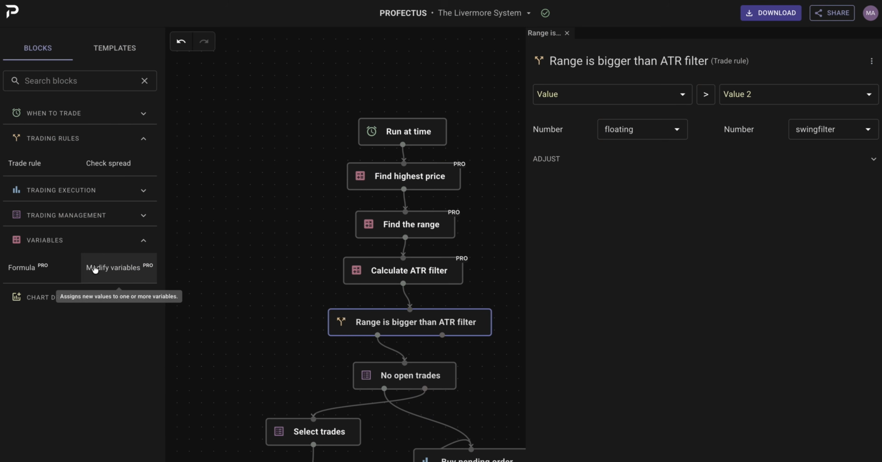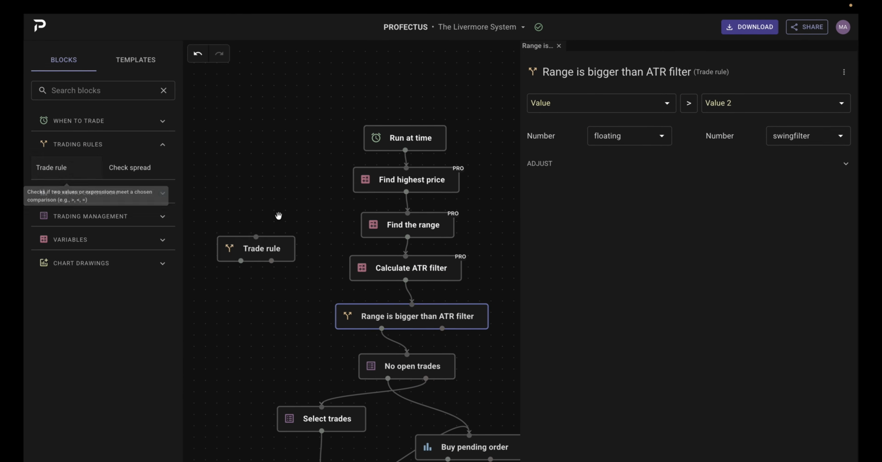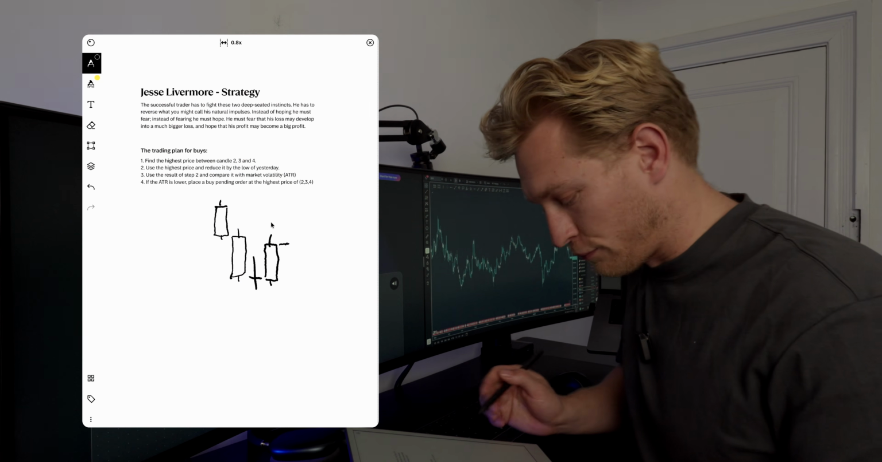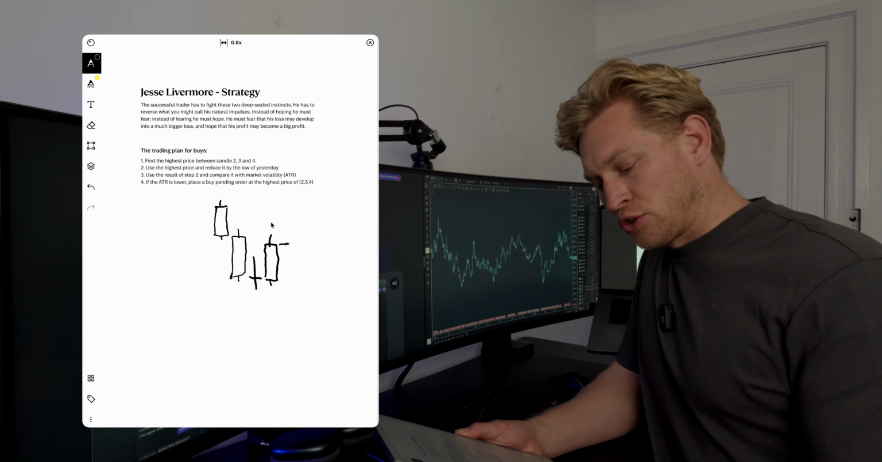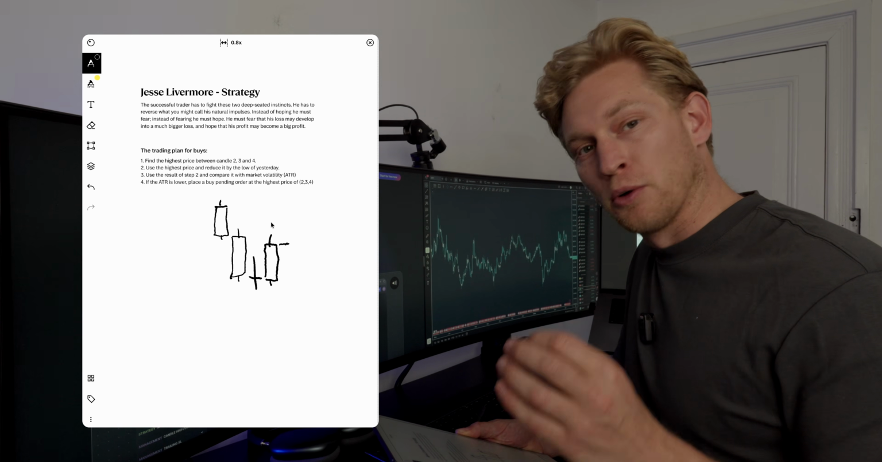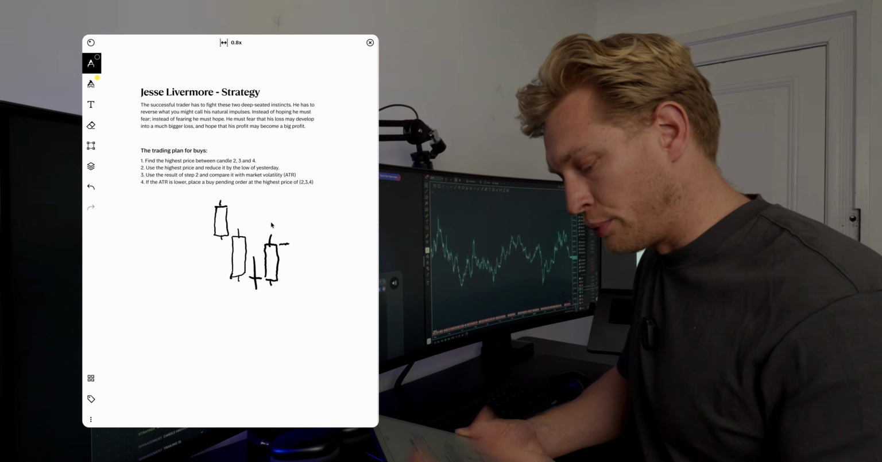This is really where we're gonna define what is the trading rule. Yeah, let's just dive into it straight away. You have my beautiful drawing of 4 candles here. And this strategy is a little bit more complex than the previous videos we made, but I will take you step by step on how to build it.